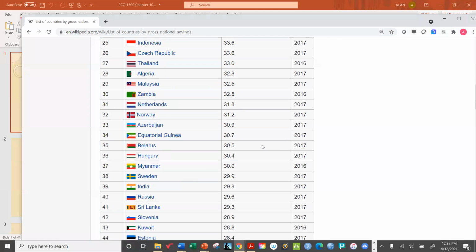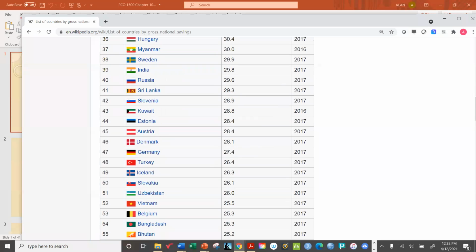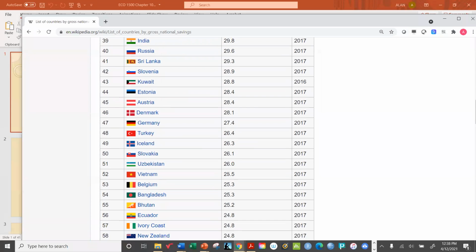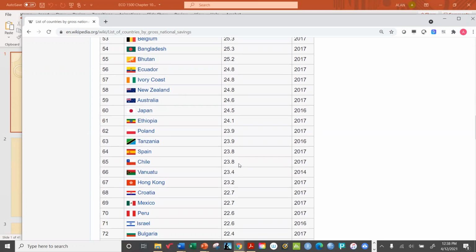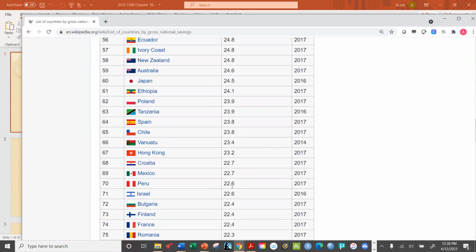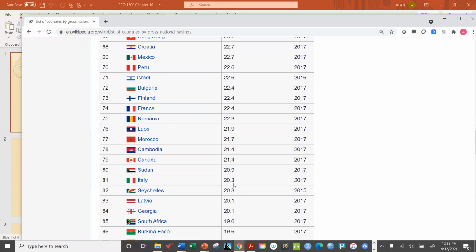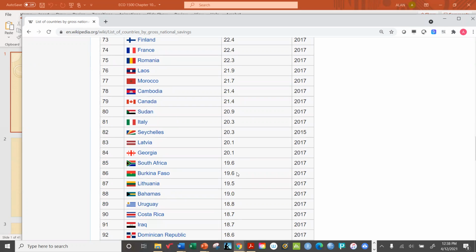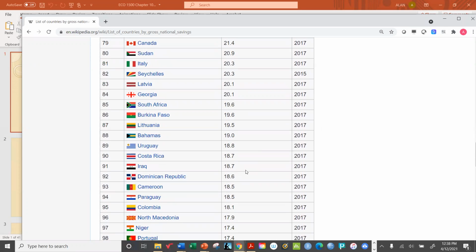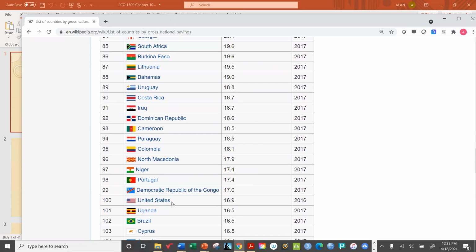And where are we? There's Denmark and Germany and Iceland and New Zealand and Australia. There's Japan. Spain, Mexico, Peru. Yeah. Where's the United States? Come on, where is it? We may not even be in the top 100. There it is. We're right there, exactly at number 100.